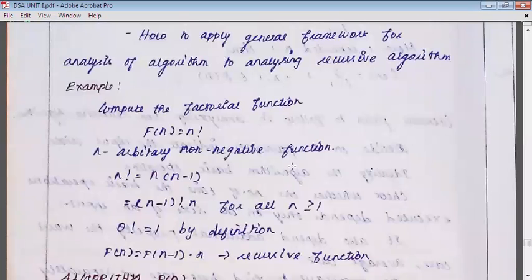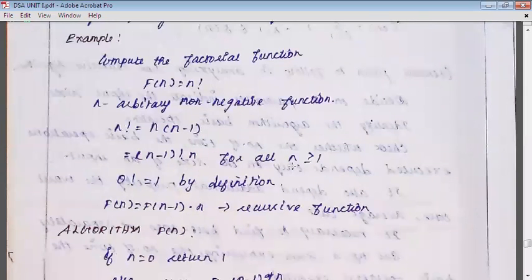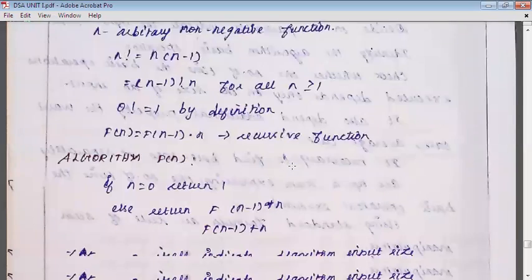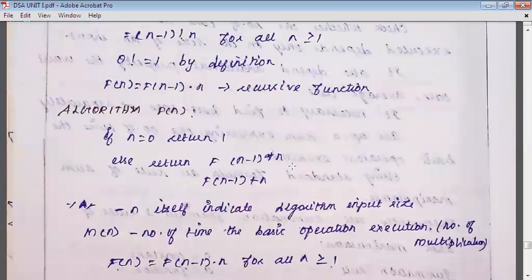Here suppose the base condition is n equals 0. What is the factorial? The value is 1 by definition. So f(n) is a small function to find the factorial value: f(n minus 1) into n. Here n is a numerical value, and f(n minus 1) is a function that is recursively called. So in the algorithm, if n equals 0 it returns 1, else it returns f(n minus 1) times n.